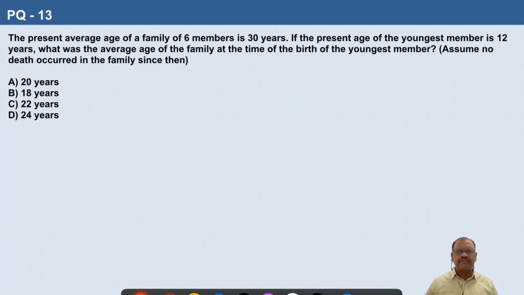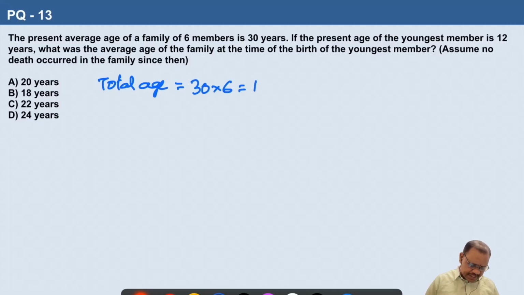Question number 13. The present average age of a family of 6 members is 30 years. So average age is 30 years. So total age is 30 into 6, that is 180 years. Total age. If the present age of the youngest member is 12 years, what was the average age of the family at the time of the birth of the youngest member? Assume no death occurred in the family since then.